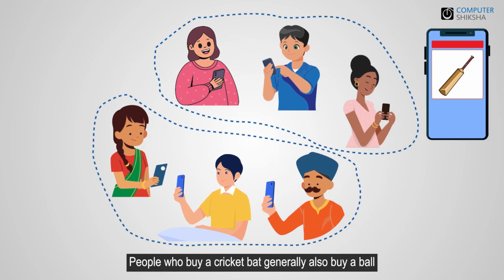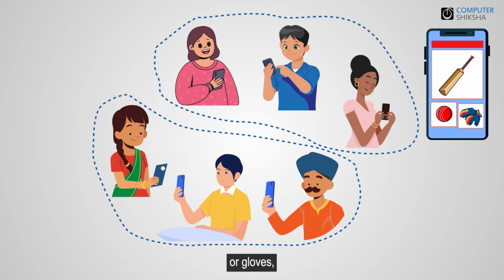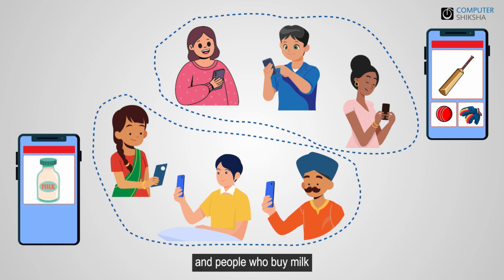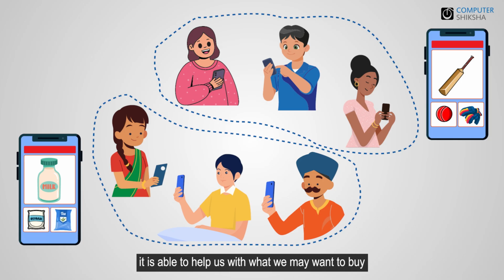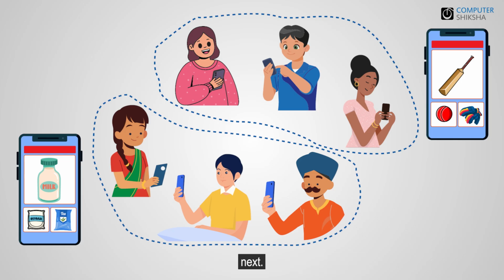People who buy a cricket bat generally also buy a ball or gloves. And people who buy milk generally also buy sugar and tea. This way, it is able to help us with what we may want to buy next.